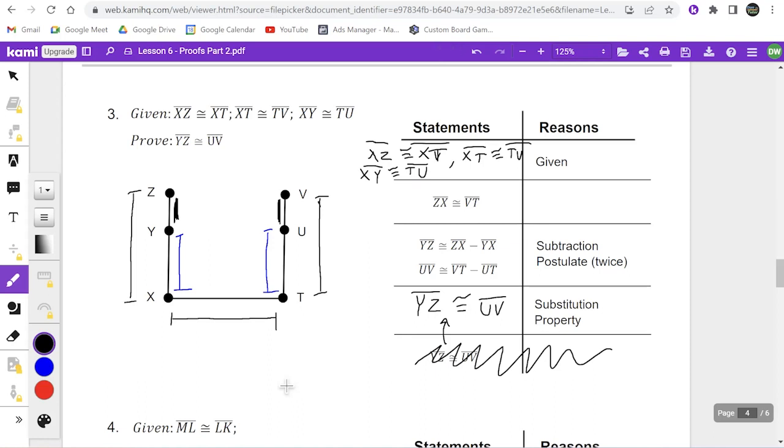Now, one thing I do want to tell you, maybe you realize right away that because ZX, XT, and TV are all congruent to each other, that must mean that ZX on the left is congruent to VT on the right. And as a matter of fact, that's literally the first statement I give. I say that those two are congruent. But why are they congruent? Can someone tell me?